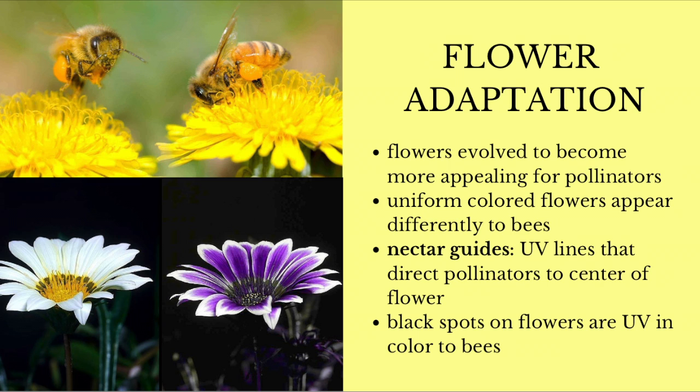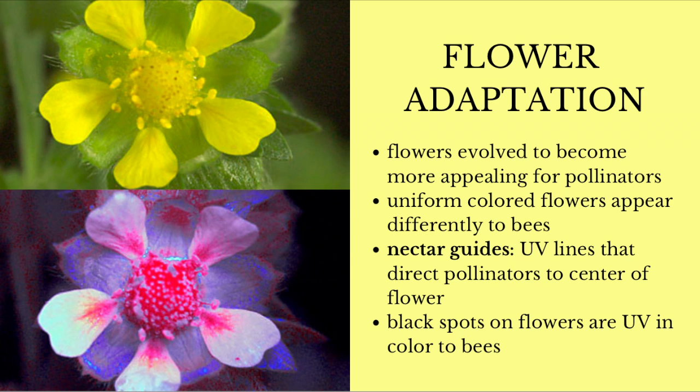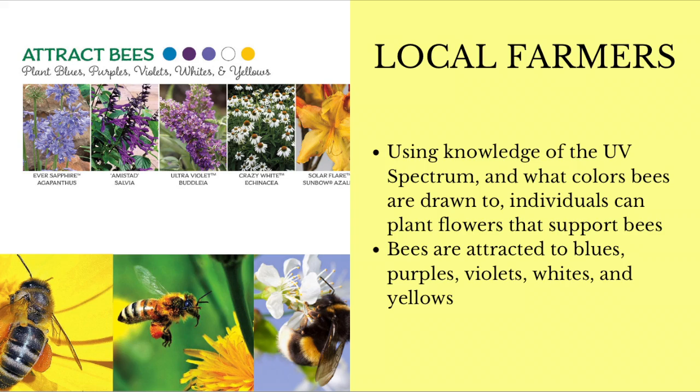Many flowers we see as having uniform colors are marked with ultraviolet lines called nectar guides that direct the insects toward the center of the flower where the pollen or nectar is concentrated. Also, spots on flowers that seem to be black are often ultraviolet in color, which explains why bees visit flowers that are not necessarily attractive to their eyes. Using our knowledge about the ultraviolet spectrum and what colors bees are more drawn to, individual people can plant flowers that can support local bee populations.